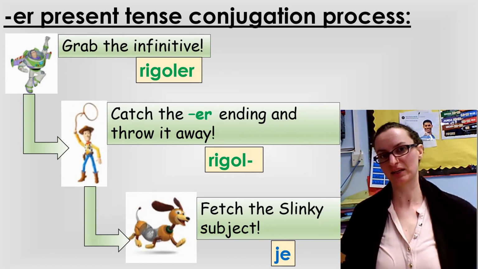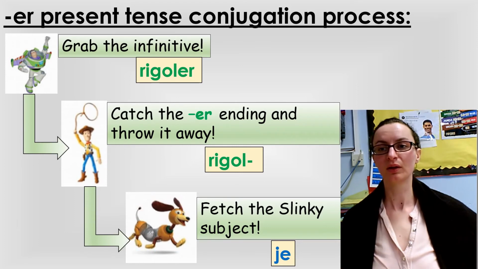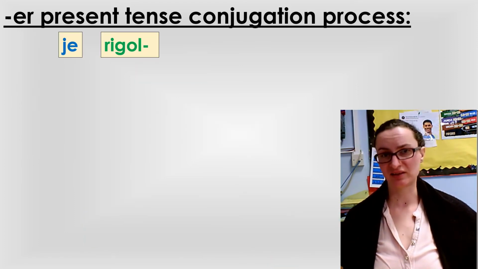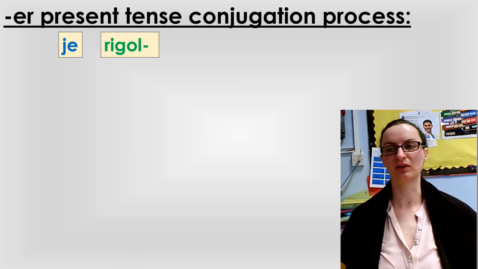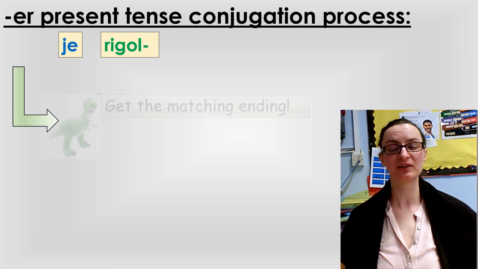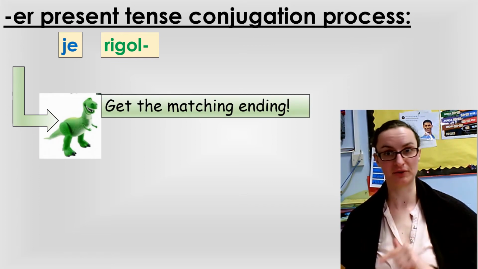So you need Slinky to do this, so it can be a long subject or a short one. Now I've got my Slinky subject, je, and I've got my infinitive minus the ending, rigole. What do I do next? Next, we're going to ask Rex to go and get the matching ending for je, for the Slinky subject.